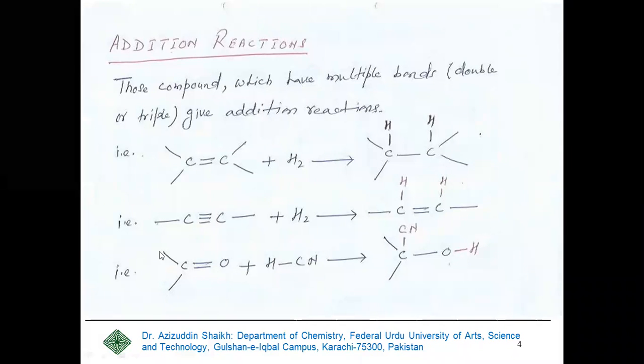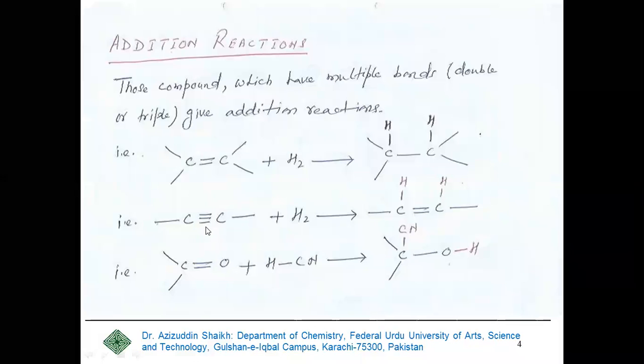For example, this is an example of alkene. Hydrogen will be added and the double bond will be broken. The double bond means one bond is a sigma bond and the second bond is a pi bond. The pi bond is weaker than the sigma bond. The pi bond will be broken and two sigma bonds are formed, C-H, C-H.